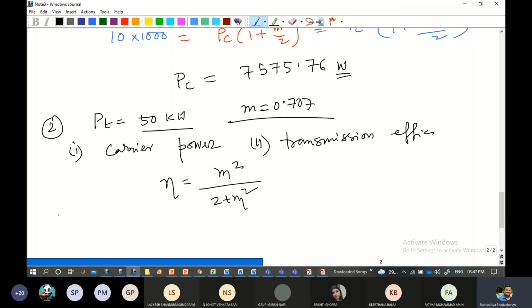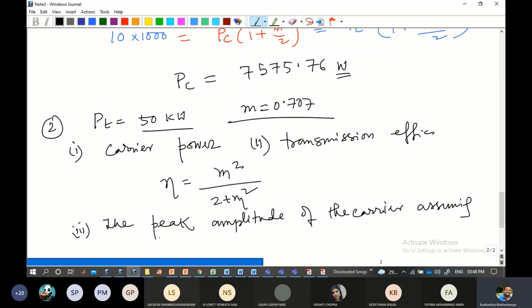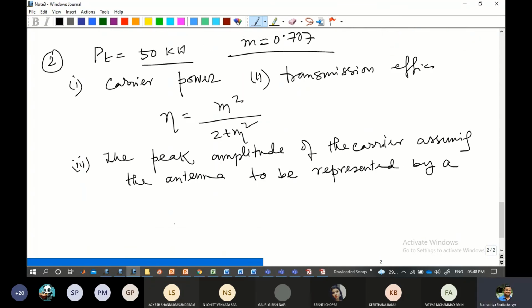The third point is what I want you to focus more on. The third question is the peak amplitude. Please make a note if possible. Determine the peak amplitude of the carrier, assuming the antenna to be represented by a 50 plus j0 ohm load. Please make a note of this.